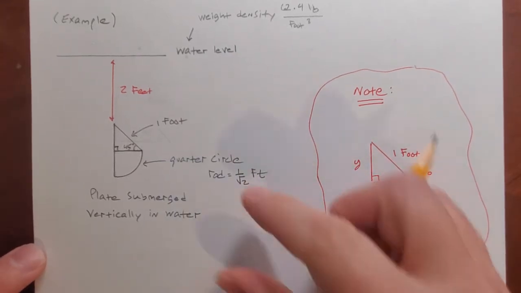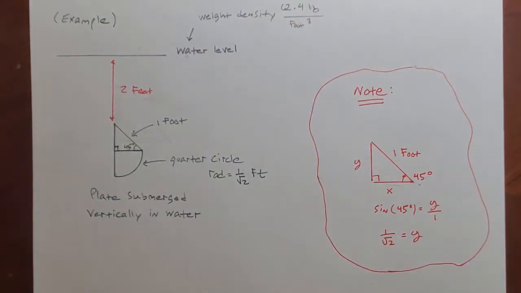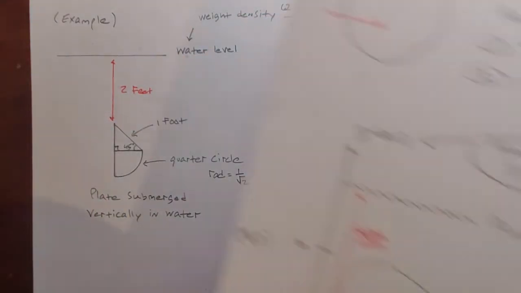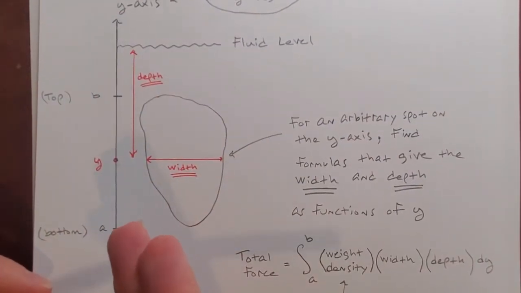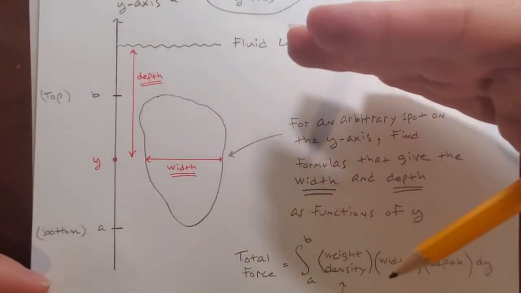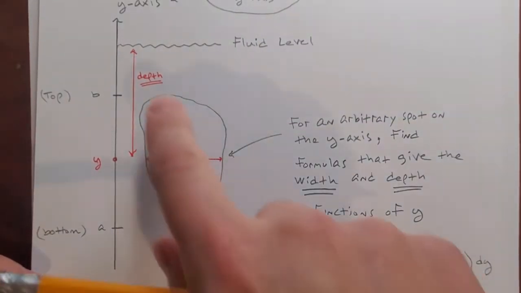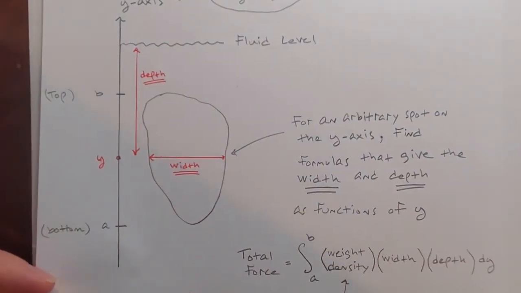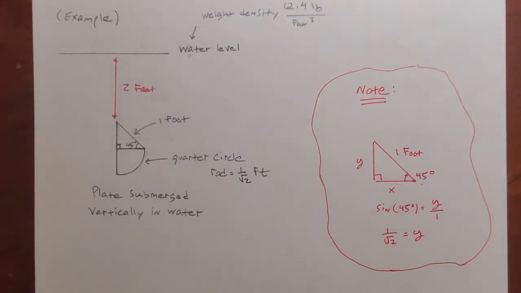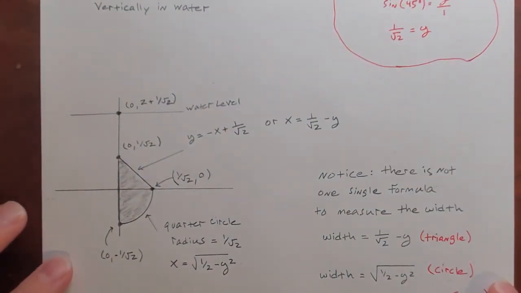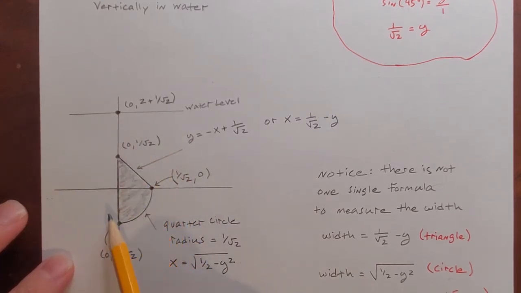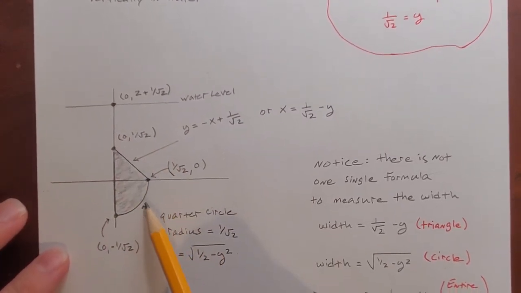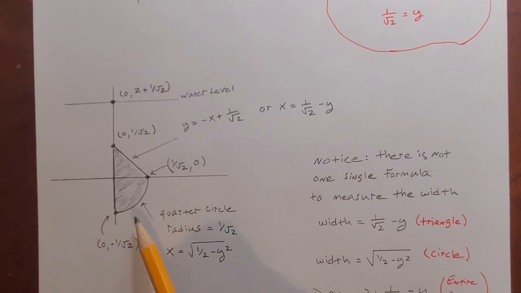So let's do this. In order to keep with our method and impose the y-axis on our situation where the fluid and the surface are in contact with each other, I'm going to take this surface and put it like so. Okay, so here's the water level, there's the surface. So, equations. All right, let's think about the equations.